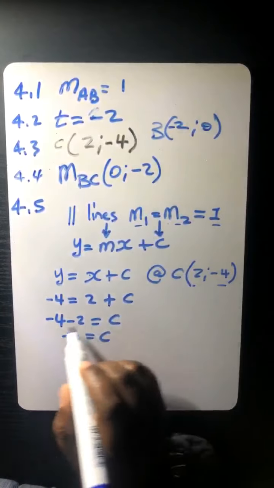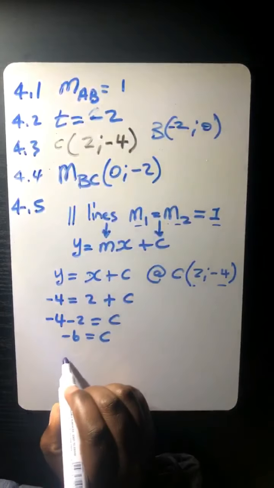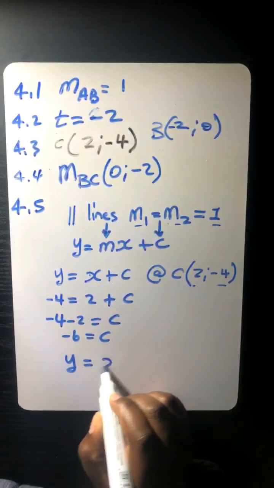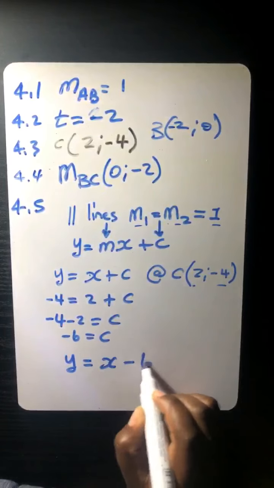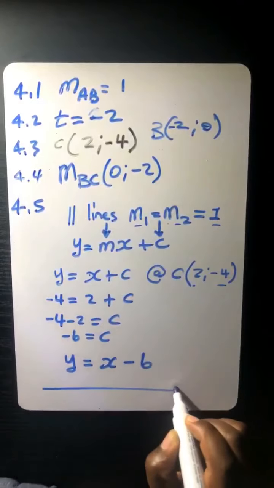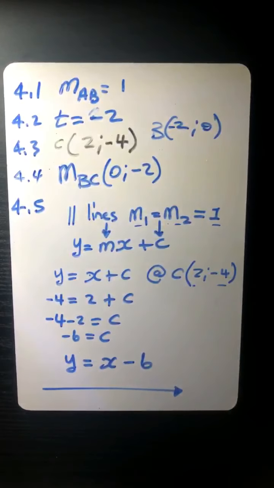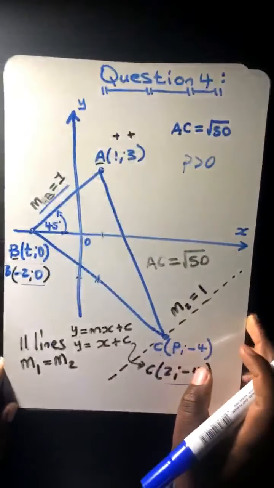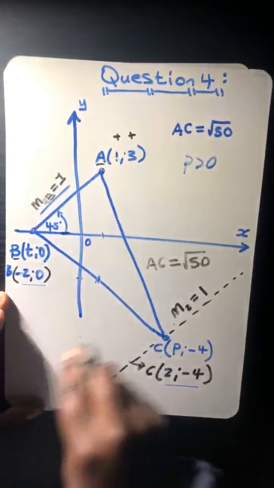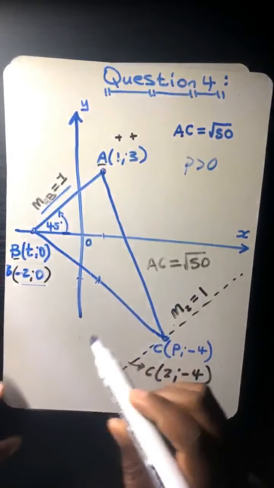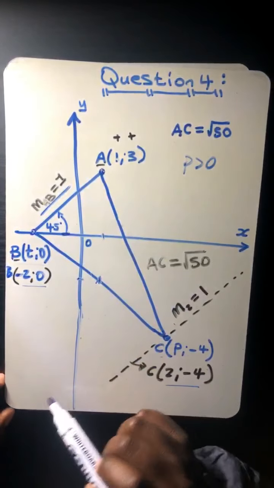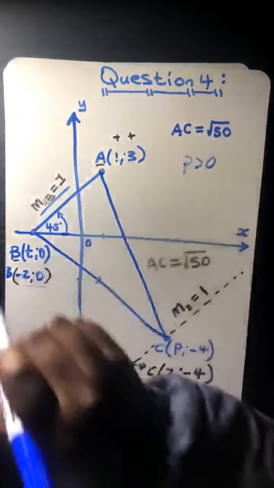But -6 is not answering the question. The question wants us to determine an equation, and this is an equation which says y = 1x - 6. So this is your final answer in answering the question. Let's try to analyze if that answer makes sense. For it to make sense, you should be able to interpret that straight line. Remember, guys, straight lines crossing in that direction have a positive gradient.